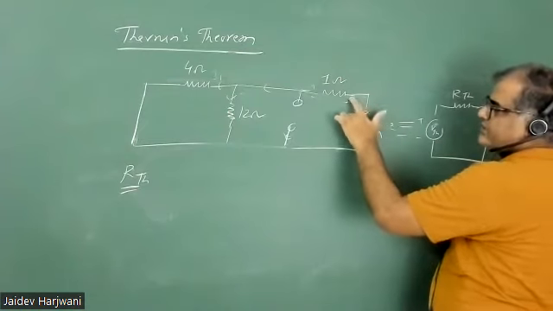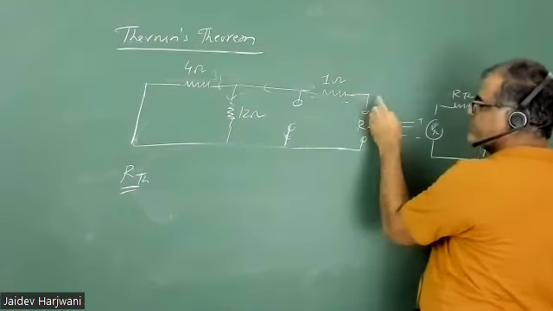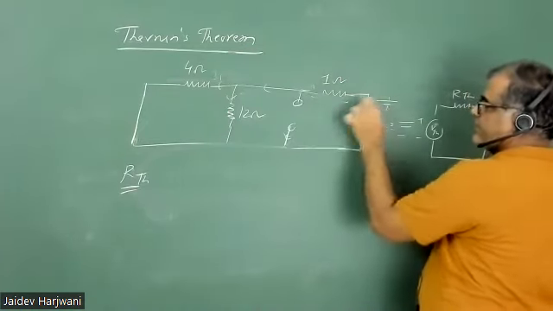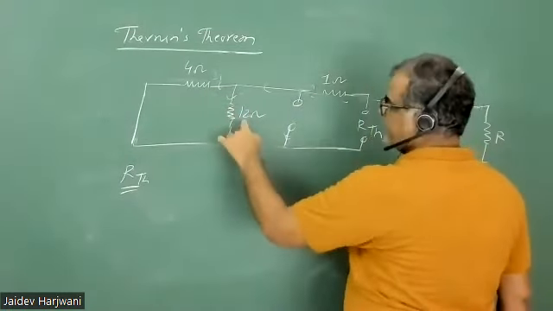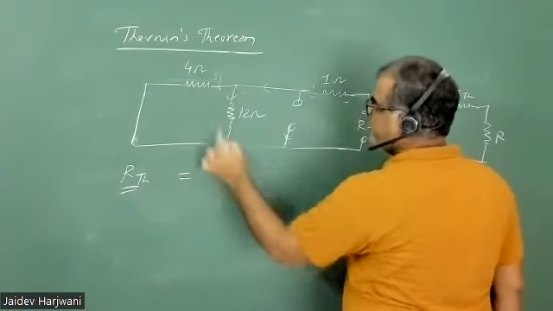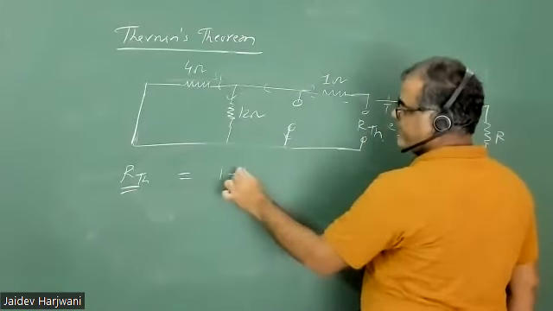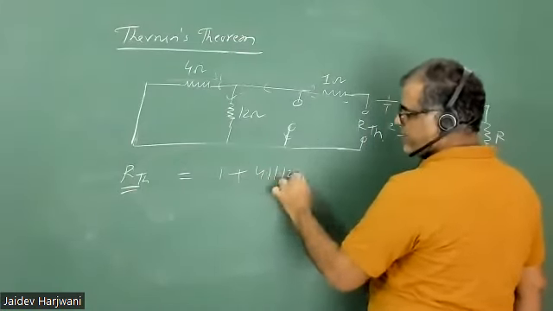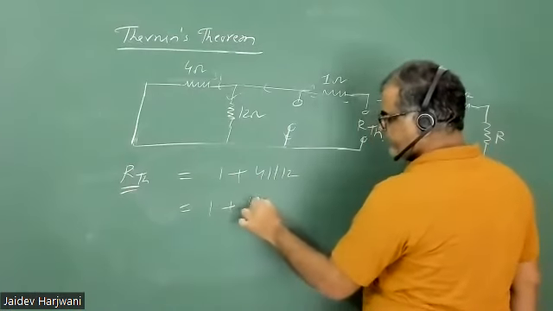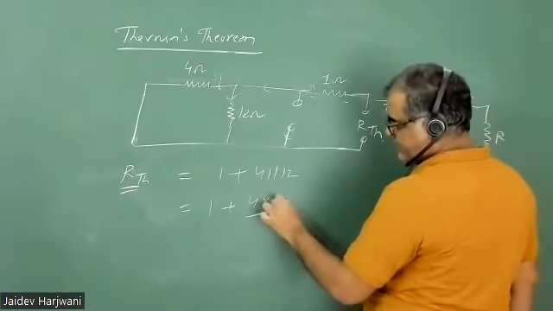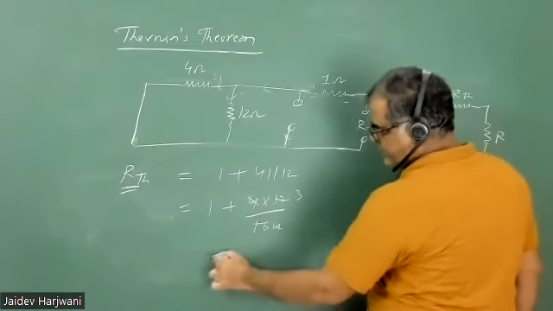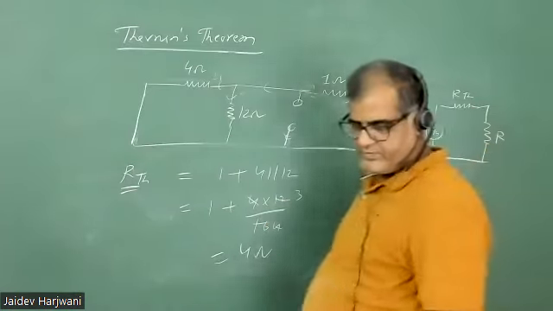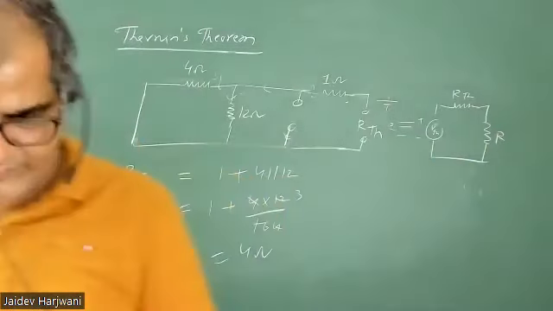So current is going here. Current is going here. Suppose here source is there. Current is going here. These are in parallel. Okay. So these are parallel. So RThevenin will be 1 plus 4 parallel to 12. Okay, 1 plus 4 into 12 over 16. So this is 4, and this is 3. So this is coming 4 ohm.